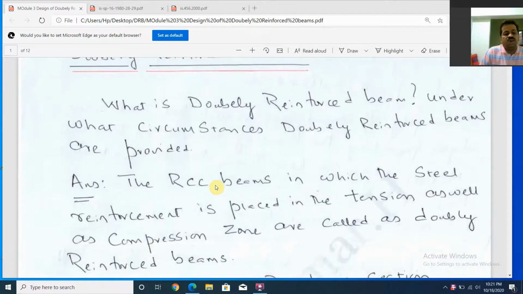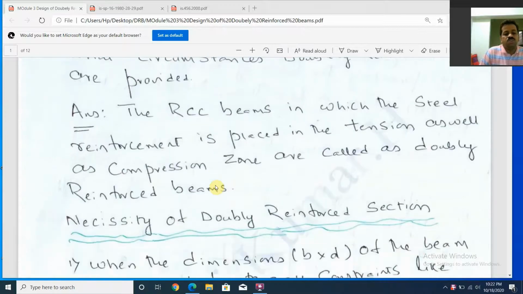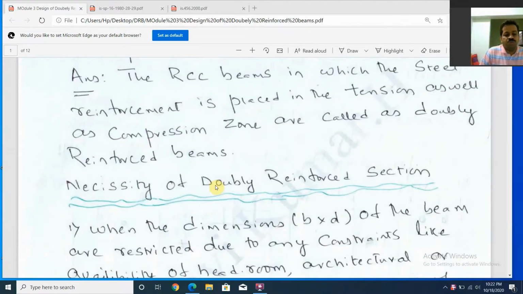So we have defined in the last class the RCC beam in which the steel reinforcement is placed in the tension as well as in the compression zone as a doubly reinforced beam. What is the necessity of a doubly reinforced beam? Let us try to understand here.